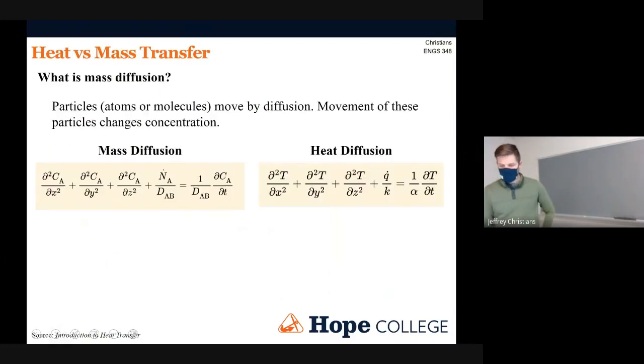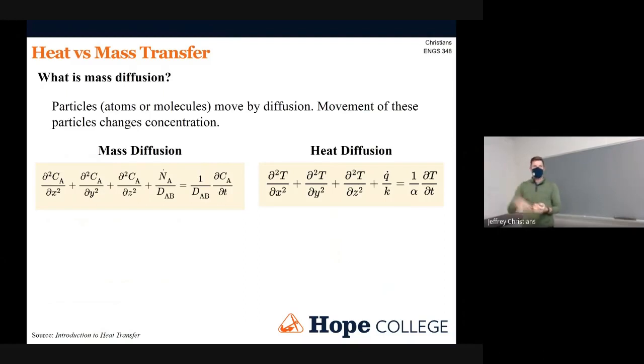The fundamental physics of heat diffusion and mass diffusion, though, are fundamentally kind of the same. So heat moves because of diffusion of what we call phonons, which are vibrating atoms, lattice vibration. Mass diffusion is easier to think of. It's like you have an individual particle moving by diffusion, like random Brownian motion.